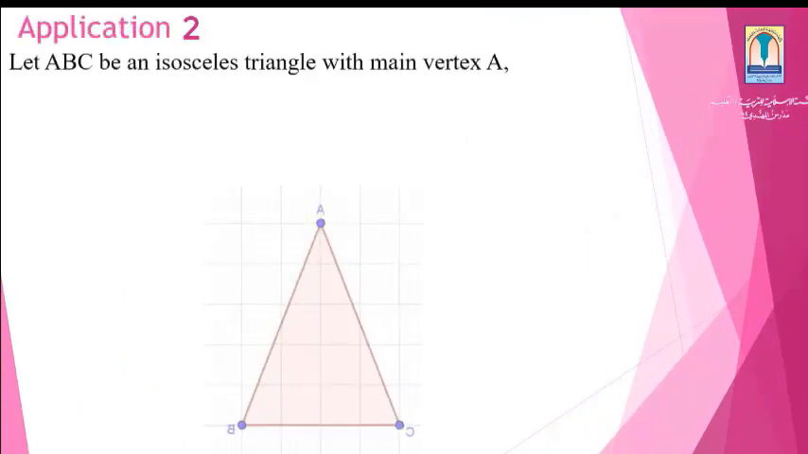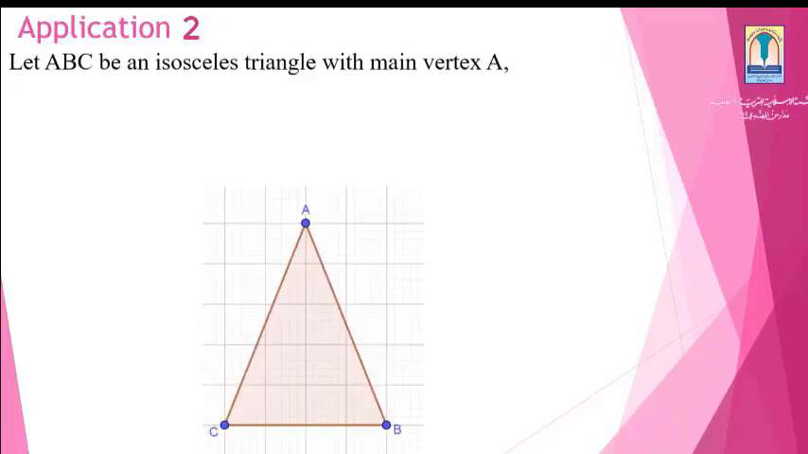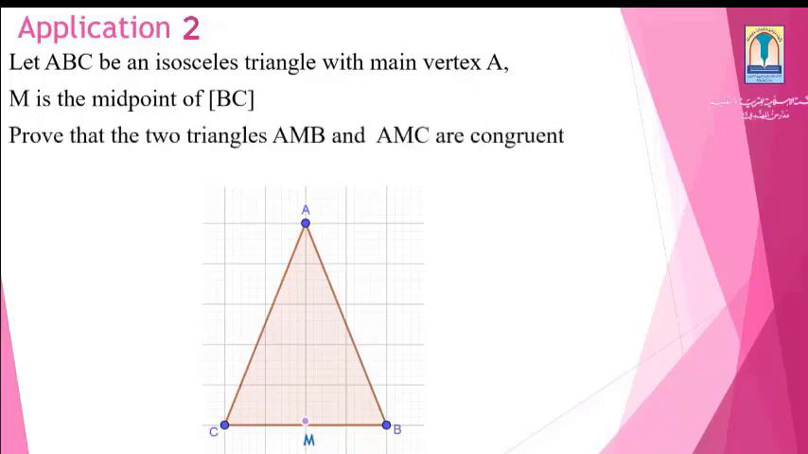We will move now to our second application. Please again prepare yourselves. Now let ABC be an isosceles triangle with main vertex A. M is the midpoint of segment BC, as you could see in the figure. It is required to prove that the two triangles AMB and AMC are congruent. Please take some time to solve this application and then we are going to share the solution.